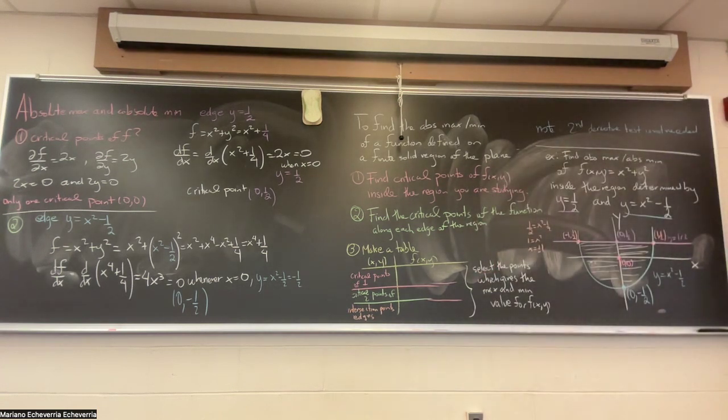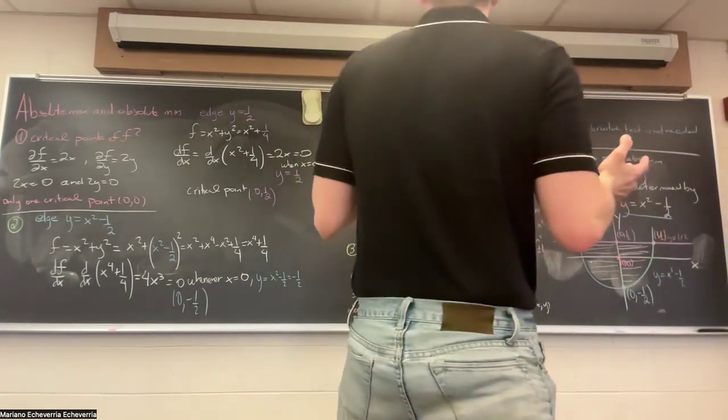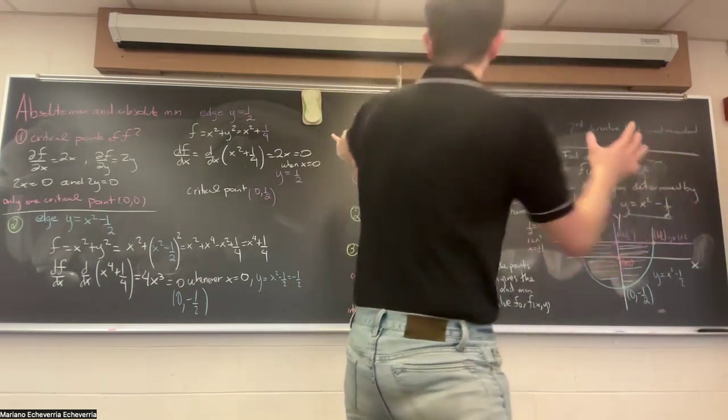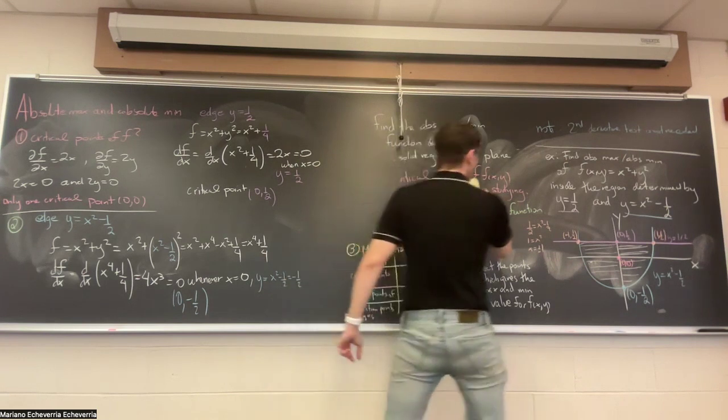And so what you have to do at the end is make a table with all the points that we found: 1, 2, 3, 4, 5. So we have 5 points, and then you evaluate the function at each of those 5 points, and the max and the min are just whatever gives you the largest and smallest value. So let me write the first steps here because I already did those.